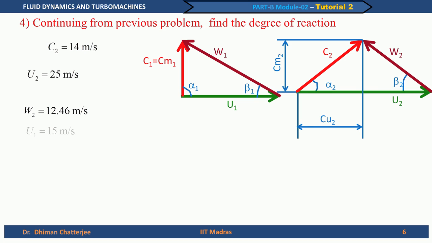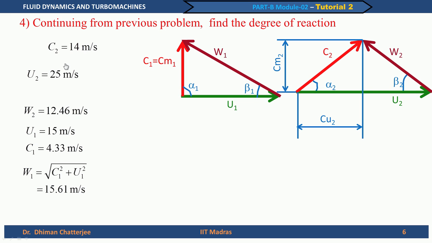Now, we also know from the second problem that U1 is 15 meters per second, and C1 is nothing but Cm1 as I have written here, and Cm1 equal to Cm2 was also given. So, we can say it is 4.33 meters per second, and we can find out W1 now. This is a right angle velocity triangle, and hence W1 is nothing but the square root of C1 square plus U1 square, and we get 15.61 meters per second.